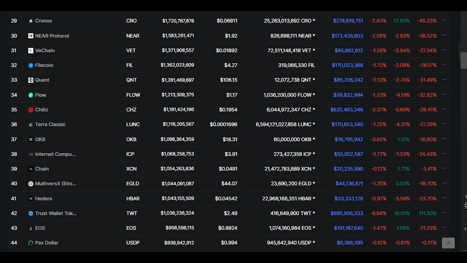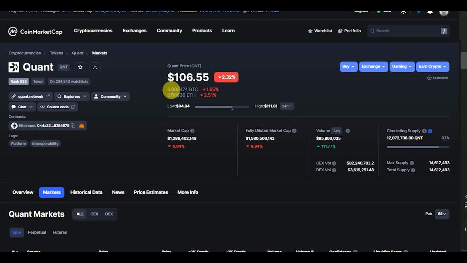In this section, I'll be analyzing the Quant token. The Quant token is ranked 33 on CoinMarketCap, and its symbol is QNT. Currently, Quant is trading at the rate of $106. It has a market cap of 1.2 billion and a fully diluted market cap of 1.5 billion.